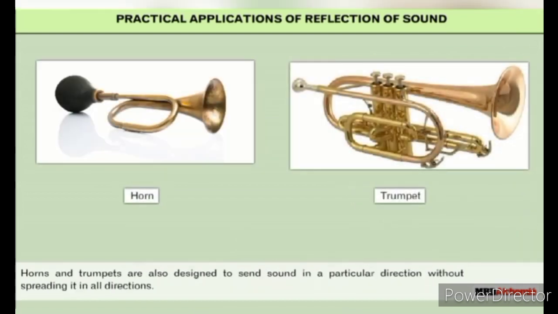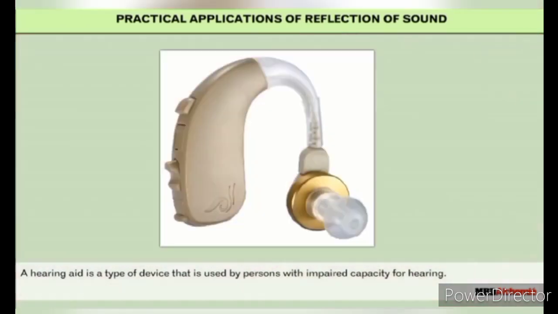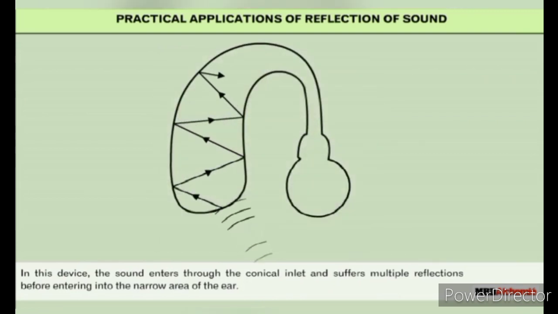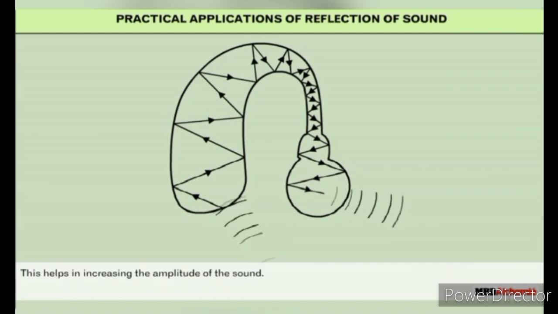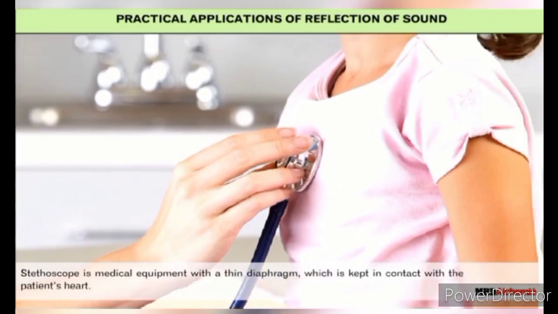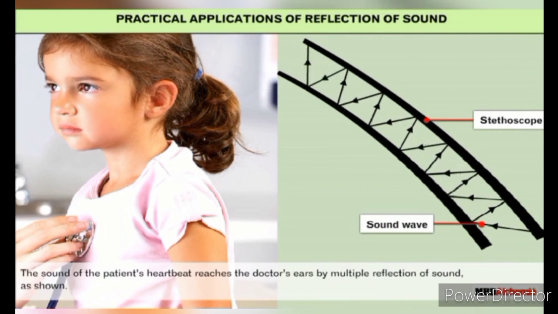Horns and trumpets are also designed to send sound in a particular direction without spreading it in all directions. A hearing aid is a type of device that is used by persons with impaired capacity for hearing. In this device, the sound enters through the conical inlet and suffers multiple reflections before entering into the narrow area of the ear. This helps in increasing the amplitude of the sound. A stethoscope is medical equipment with a thin diaphragm which is kept in contact with the patient's heart. The sound of the patient's heartbeat reaches the doctor's ears by multiple reflection of sound as shown.